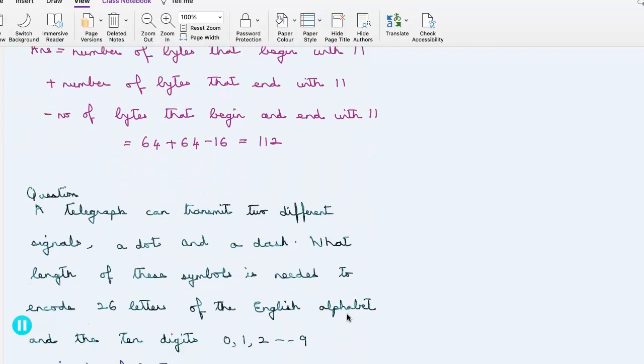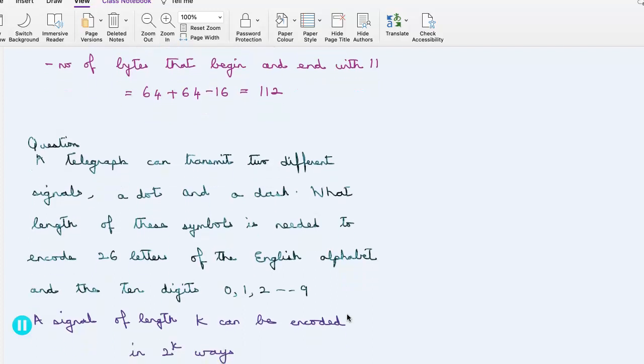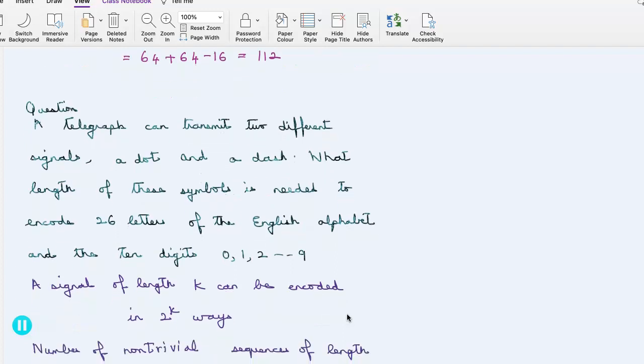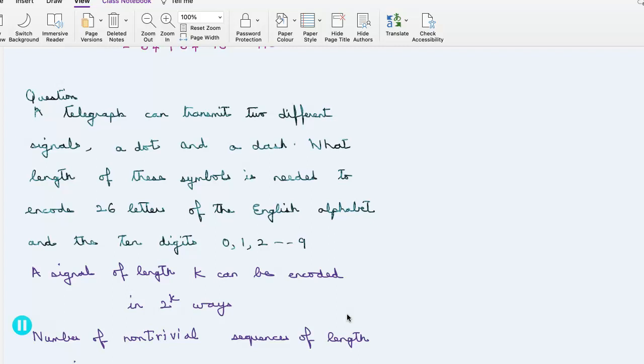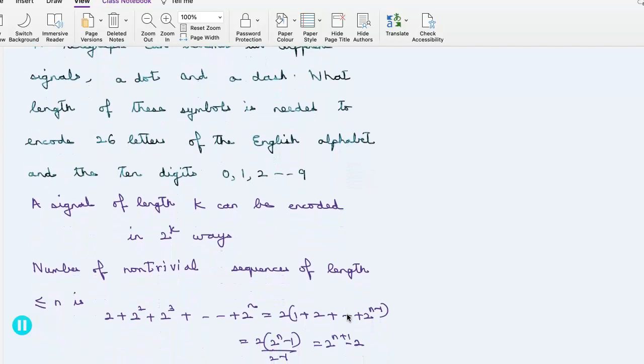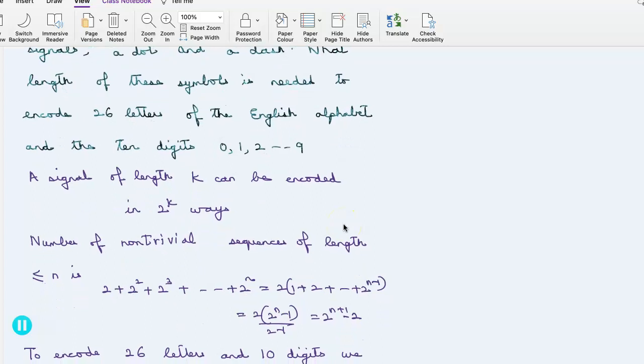Now the next question goes something like this. A telegraph can transmit 2 different signals, a dot and a dash. What length of these symbols is needed to encode the 26 letters of the English alphabet and the 10 digits 0 to 9? Now a signal of length k can be encoded in 2 raised to k ways. So the number of non-trivial sequences of length less than or equal to n can be either 2, or 2 squared, or 2 cubed, up to 2 raised to n.